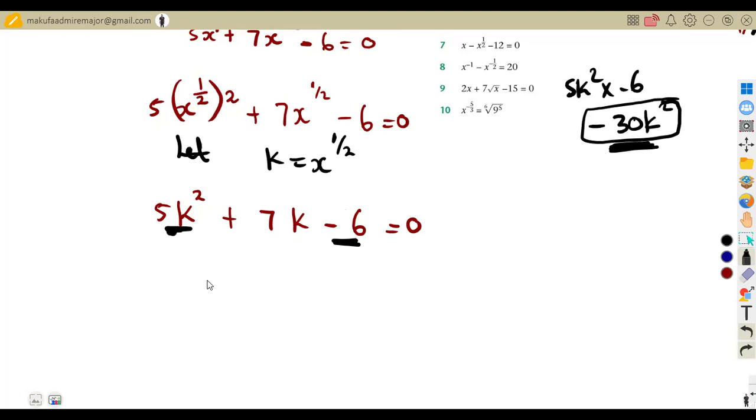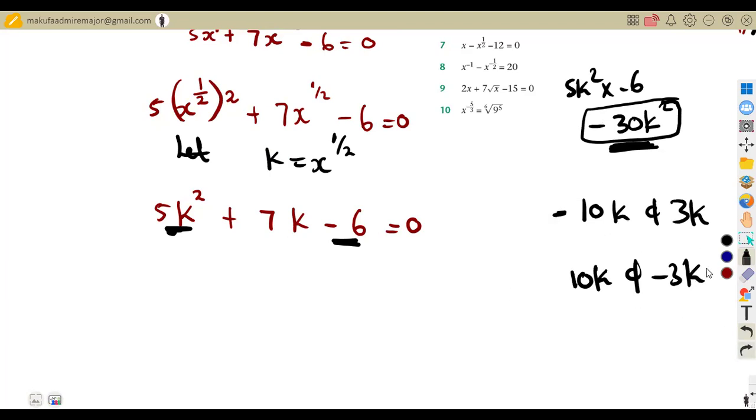So there are so many numbers that give us a negative 30. I want you to try as many numbers, but I want us to focus where we can get a 7. There's a 10 and a 3. So let us focus on 10 and 3. Let's say we've got 10k and 3k. The possibilities of getting a 30k squared are there. But to get a negative, one of these must be a negative. So it can be a negative 10k and a 3k, or a 10k and a minus 3k. If I multiply these, I get a negative 30 in both cases.